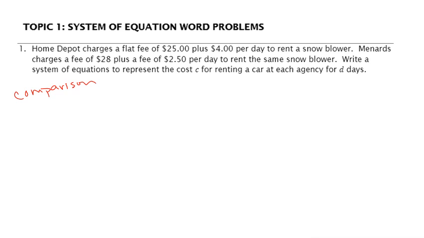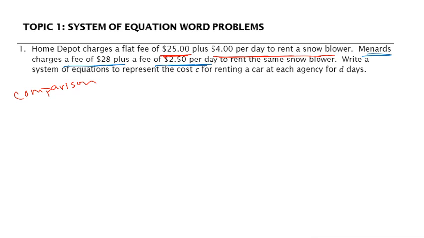A lot of times these follow the same type of pattern where you have a variable on a side by itself and you're including rates and costs and so forth. Here it says Home Depot charges a flat fee of $25 plus $4 a day to rent a snowblower. It then tells you Menards, which is obviously a different store, charges a $28 flat fee and $2.50 per day. A flat fee means even if you did nothing on that day, you still have to pay it, and then you have a daily rate that changes throughout the problem.